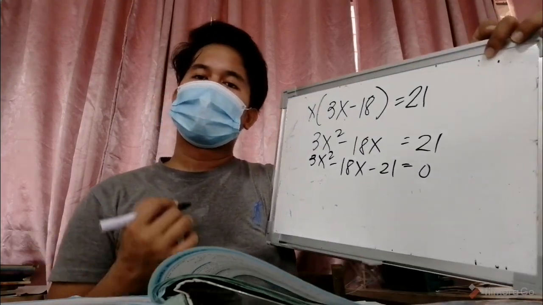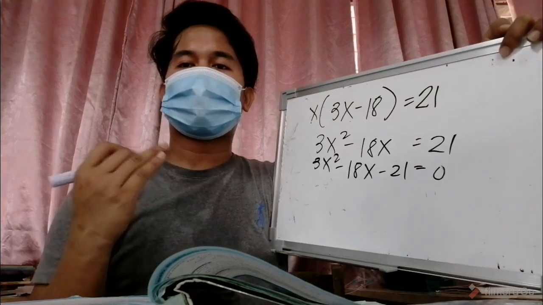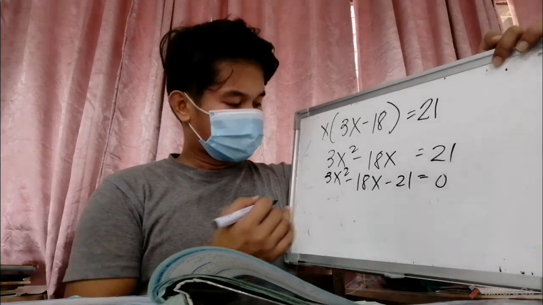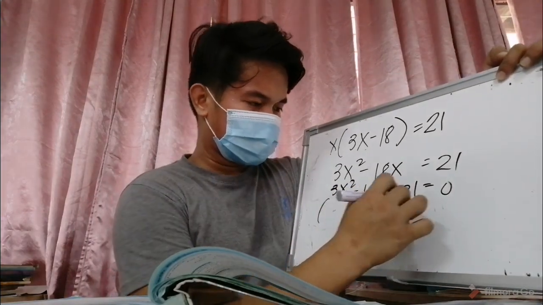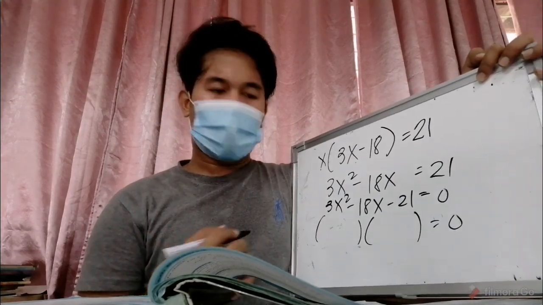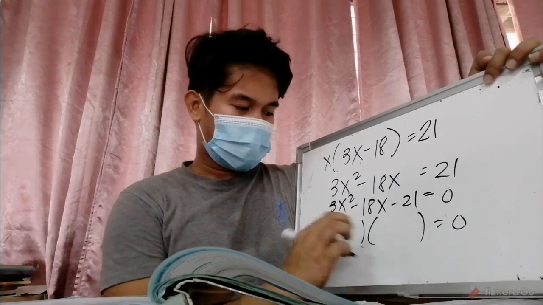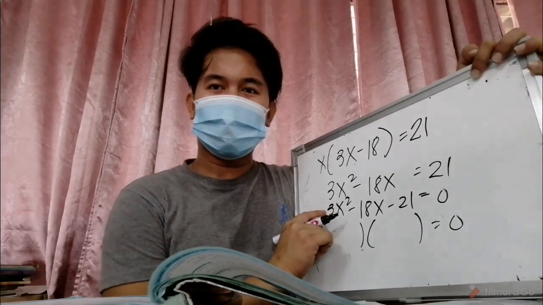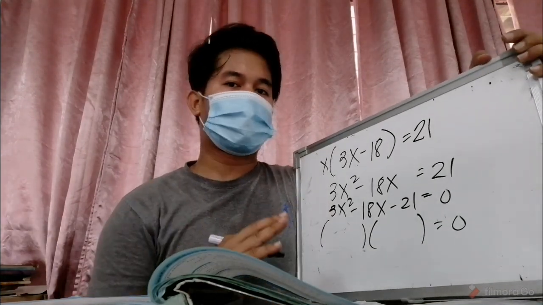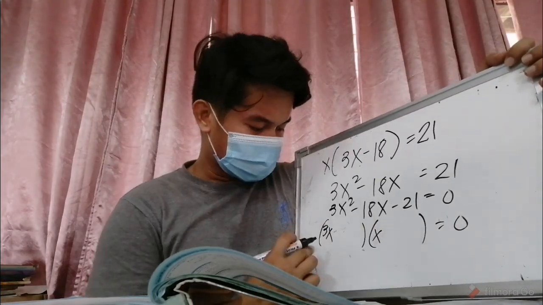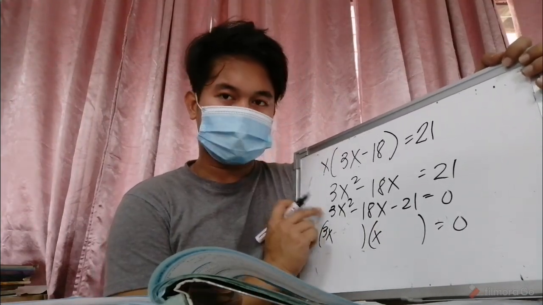And now let us try to get the factors of our given equation. Sige, try muna natin silang i-factor. And for our first term, which is 3x squared, ano ba yung factor ng 3? We have 3 times 1 lang only. Therefore we have here 3x and x because 3x times x is 3x squared.